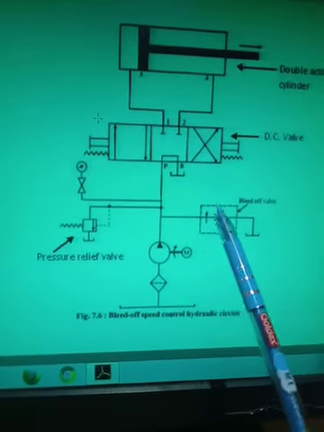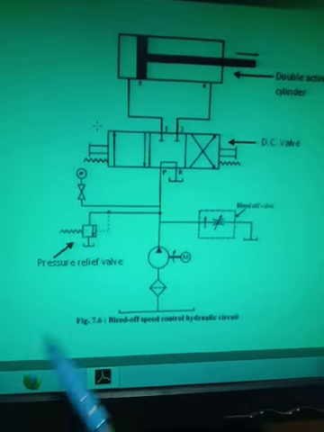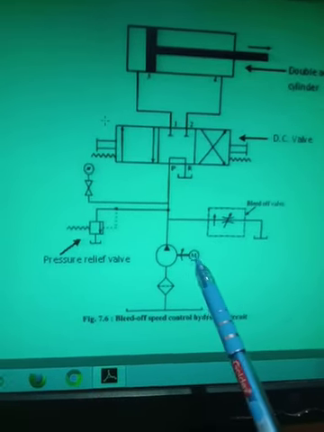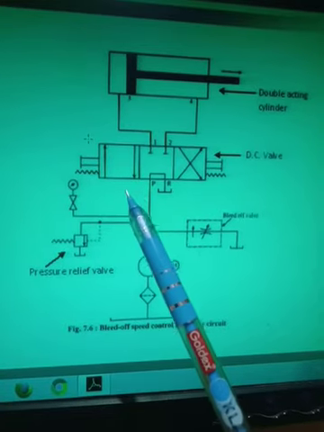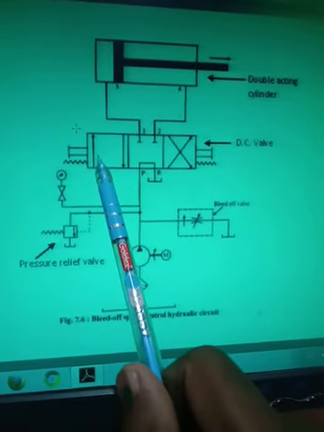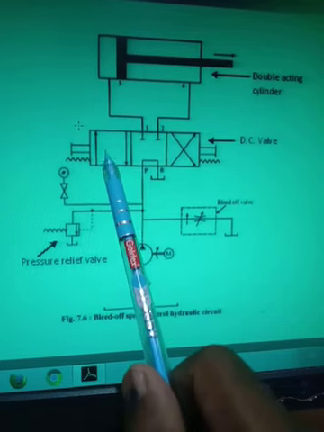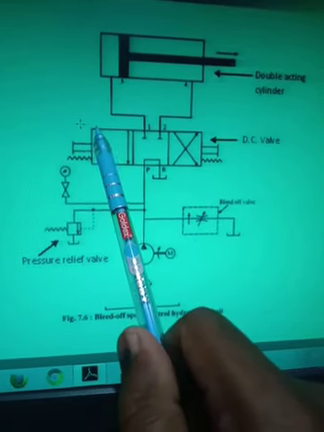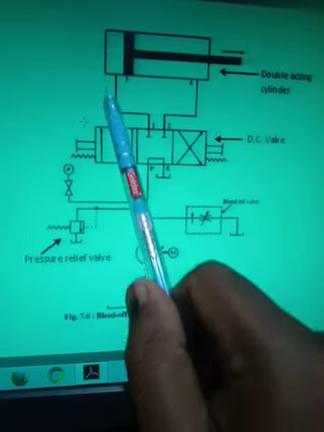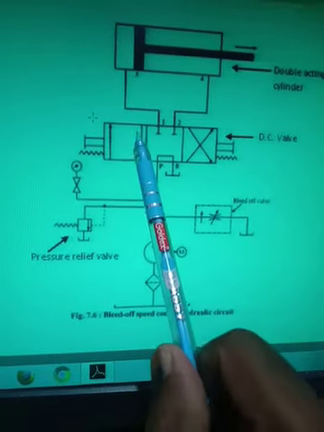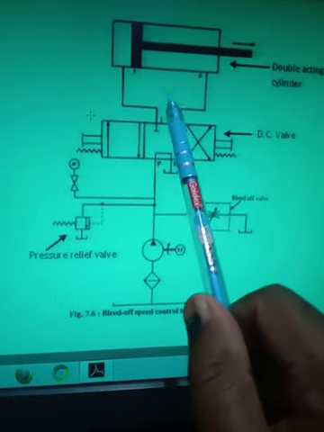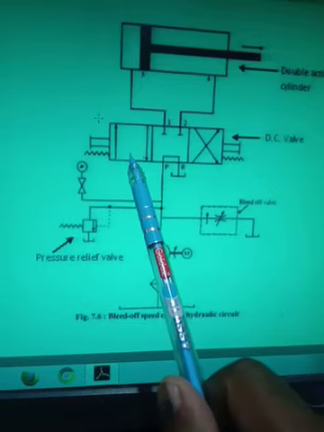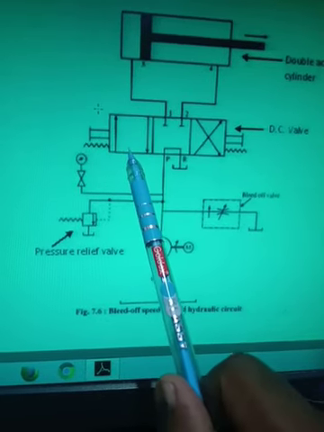Now what happens? The diagram is very simple. Suppose I started the motor and the pump, and the hydraulic circuit is on now. Suppose this is the first position of the direction control valve. Here the P port is connected to the A port, so oil from the pump will go to the A port, right? And the B port will be connected to the reservoir. So from this B port, the oil will come to the reservoir in this first position. You understand, right?